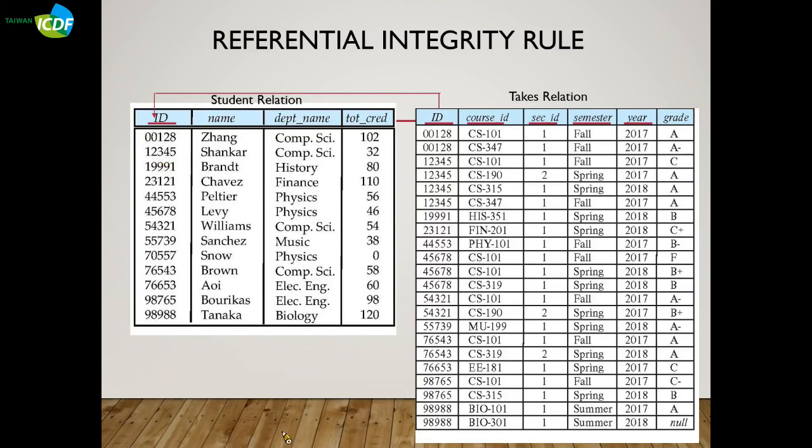However, if there is a tuple with ID 11111 in the takes relation, the corresponding student cannot be found in the student relation. This reference relationship is invalid. That is, it violates the referential integrity rule.